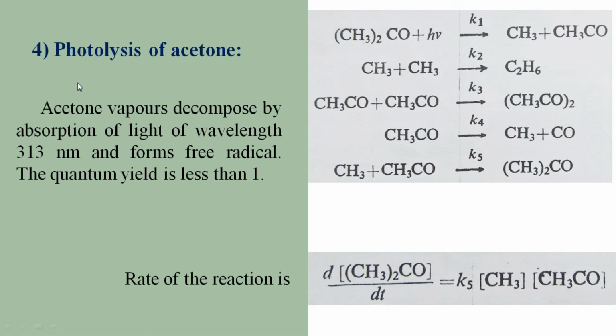The fourth reaction is photolysis of acetone. Acetone vapors decompose by absorption of light of wavelength 313 nanometer. The products appear to be radicals. In 1947, a scientist, Davis, suggested the following mechanism. It is observed that the quantum efficiency of this particular process is less than 1. The rate of this photolysis of acetone is shown in this particular equation. Thank you.